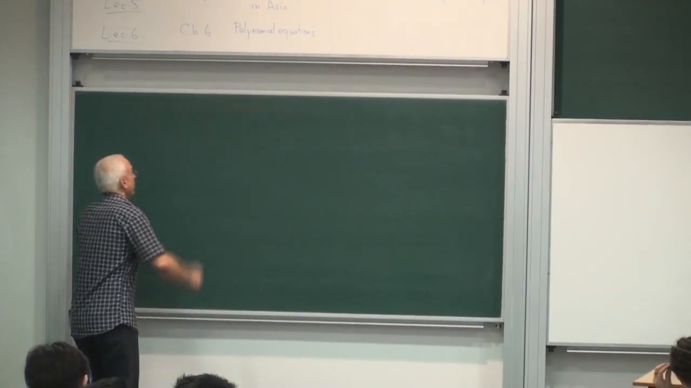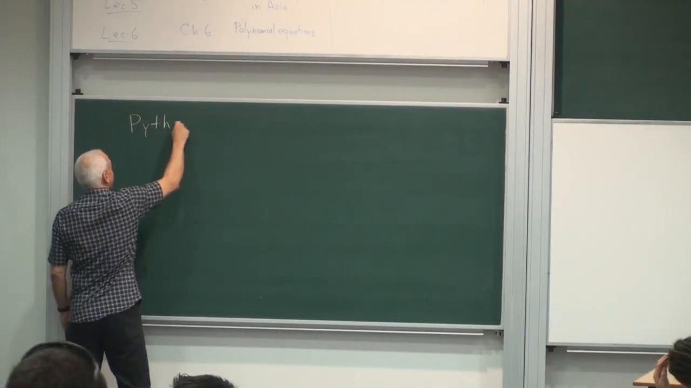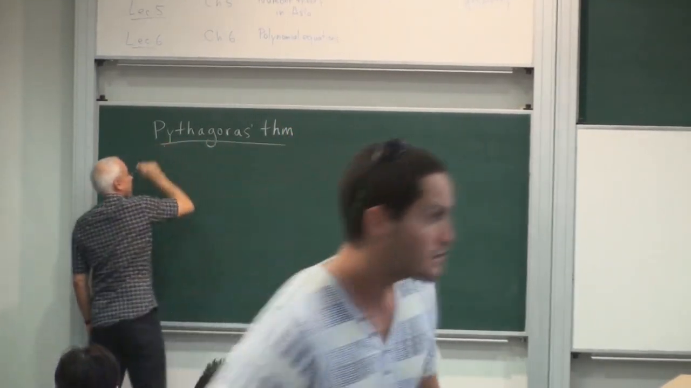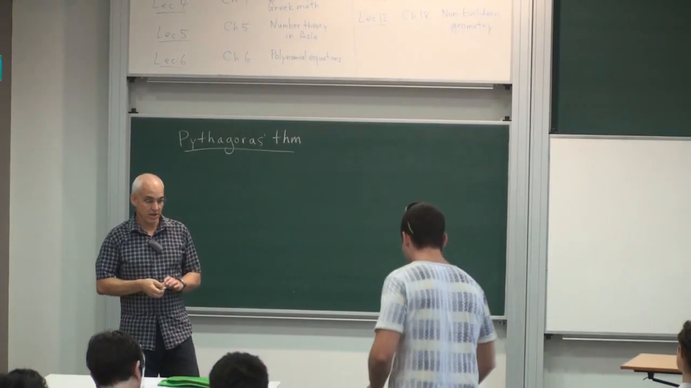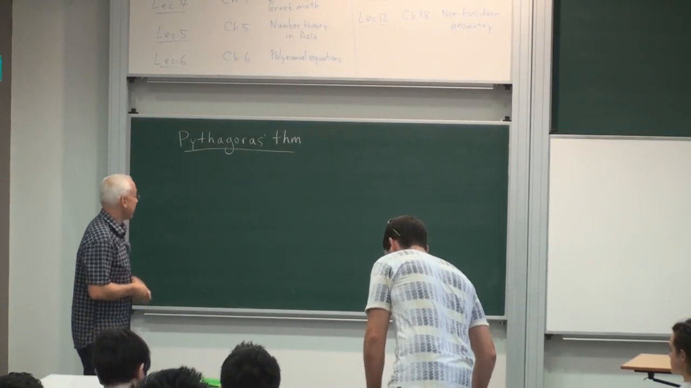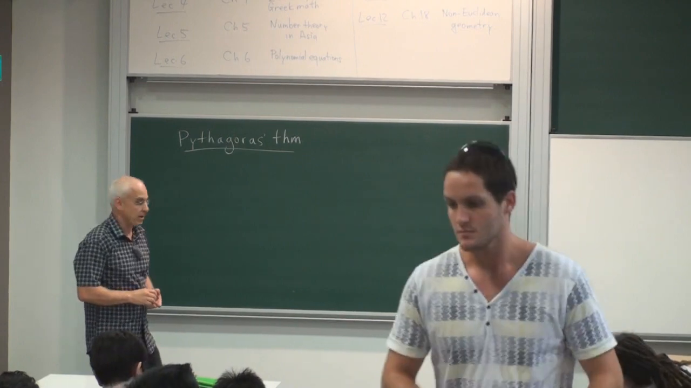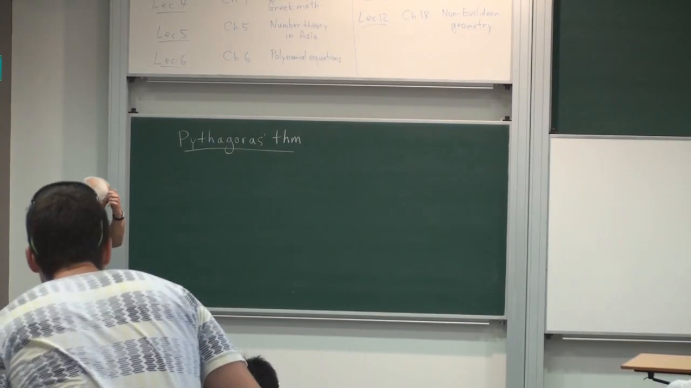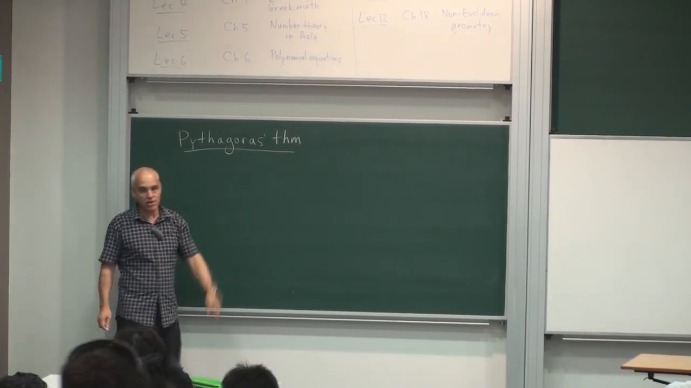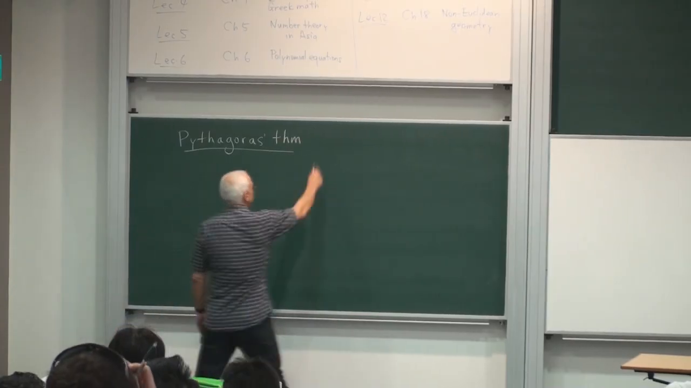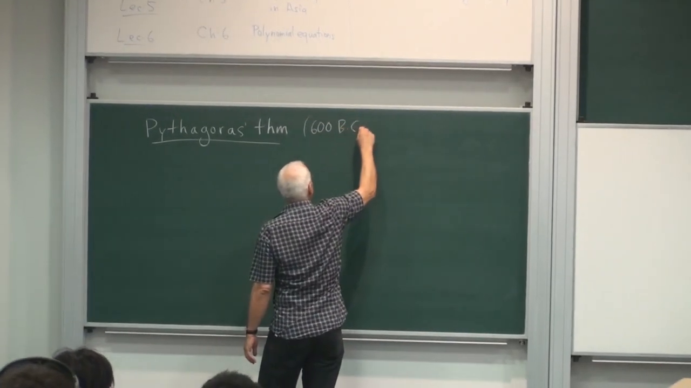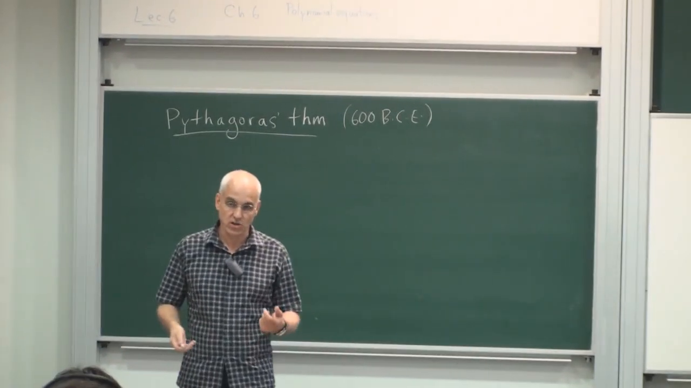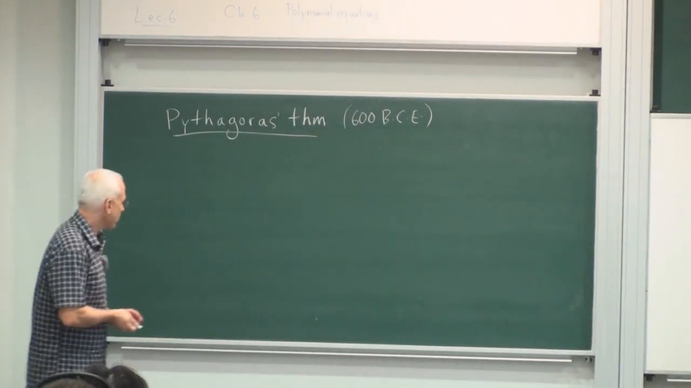So let's talk about Pythagoras' theorem. That's only one of the several topics that I'm going to be talking about today. We're also going to talk about irrationalities and Pythagorean triples, or rational parameterization of the circle. So Pythagoras lived around 600 years before Christ. And he was one of the first and most influential developers of Greek mathematics.